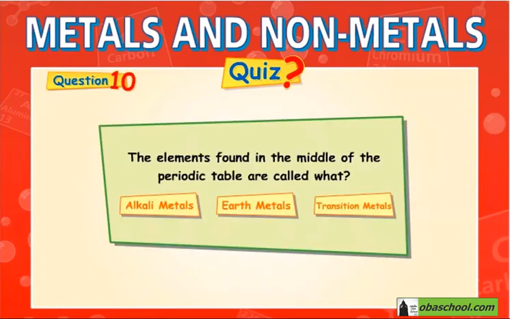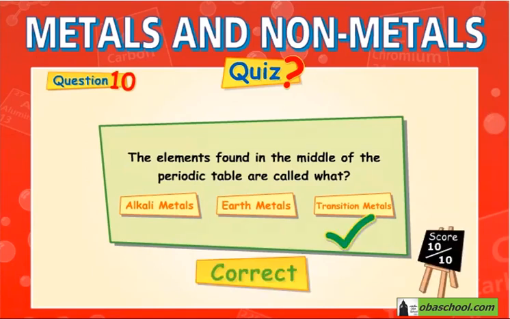The elements found in the middle of the periodic table are called alkali metals, earth metals, or transition metals? The correct answer is transition metals. Alkali metals are elements in group number 1, earth metals are elements in group number 2, and transition metals are the elements in the middle of the periodic table.